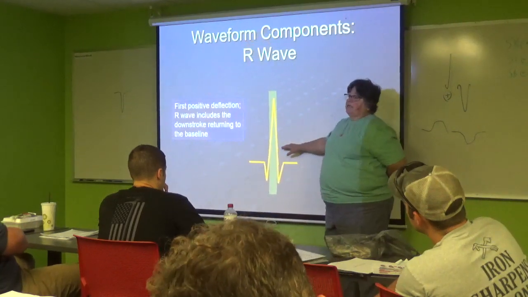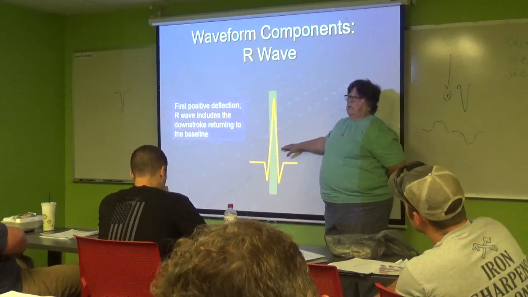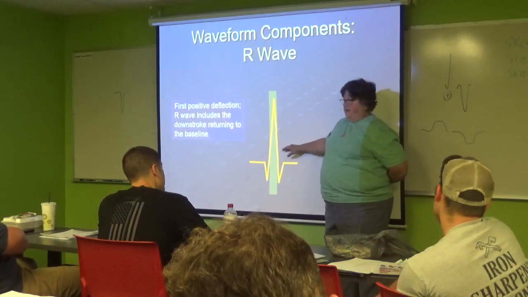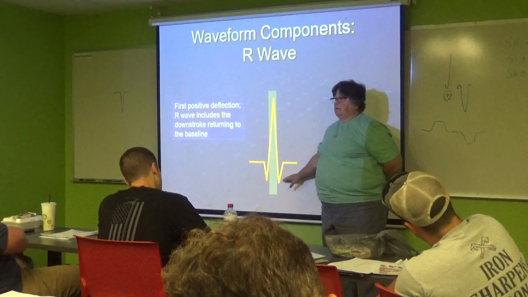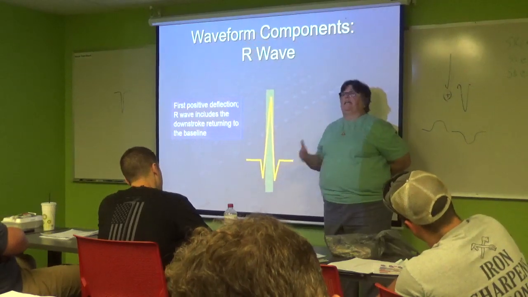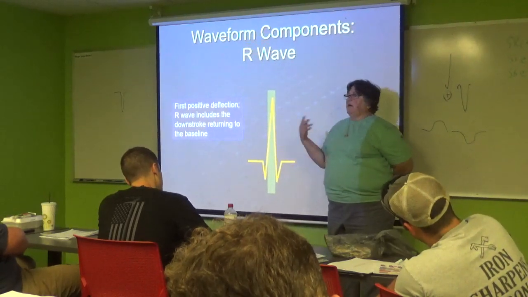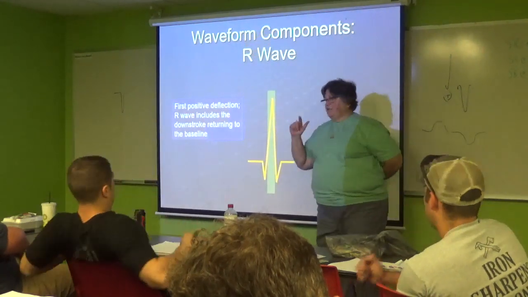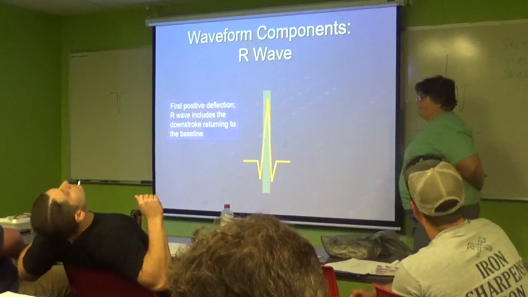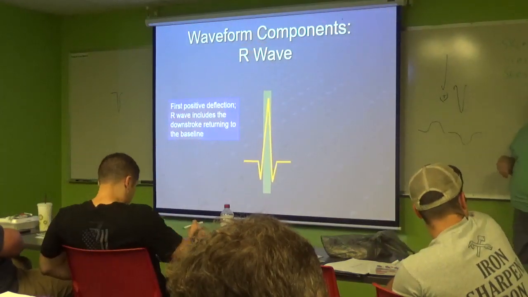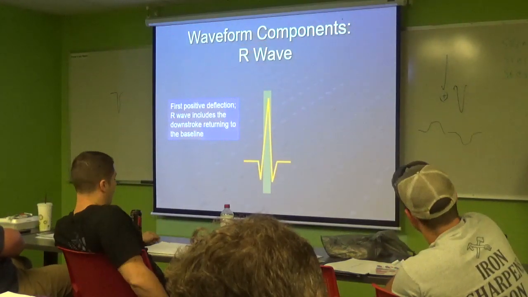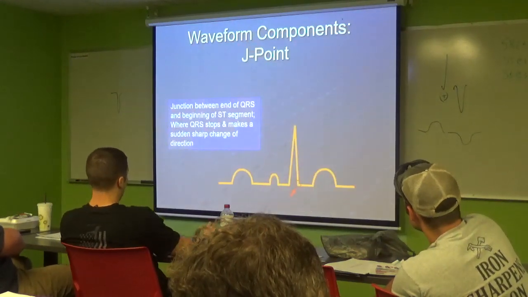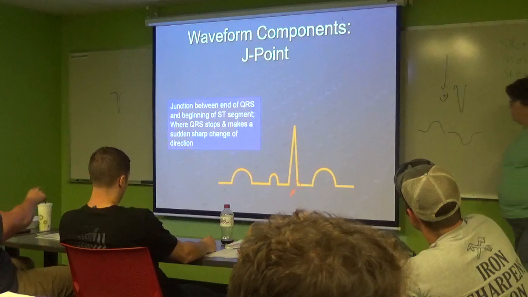Rising above the isoelectric means infarction. It means I've got dying muscle, I'm having a heart attack. If I am depressed, I'm ischemic. I need a little bit more oxygen to the area. I'm not tolerating whatever's happening. Okay? So elevation is infarct and depression is ischemia. I measure that against what part of the EKG? That's which is where? Where? On the back end.